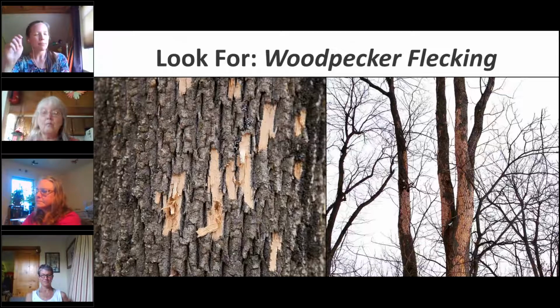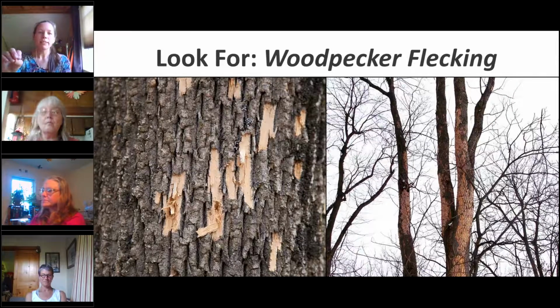You may see a tree that has this blonding or woodpecker flecking. Remember that the larvae is just underneath the bark, and so the woodpecker is looking for a meal and will flick off the edge of the bark trying to get to the larvae. If you see a deep hole in an ash tree, there may well be an insect there, but it's likely not emerald ash borer because it doesn't burrow deep into the tree.